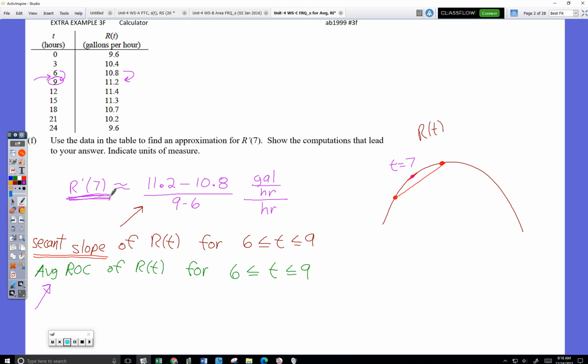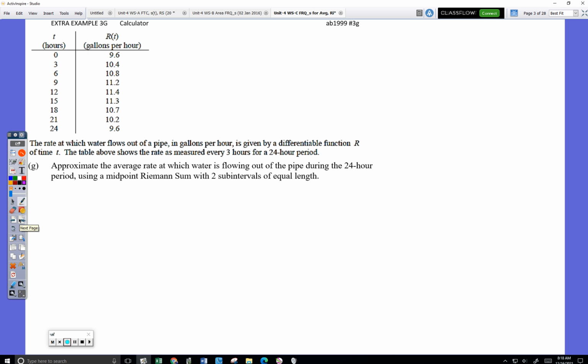So here we're paying attention to how fast R is changing. We're noting that R dropped by 0.4 gallons per hour, and the rate did that over a 3-hour time period. That's how fast R is changing. It's an average rate at which R changes. Here, we're not trying to find the average rate at which R is changing. We're trying to find the average of R itself.